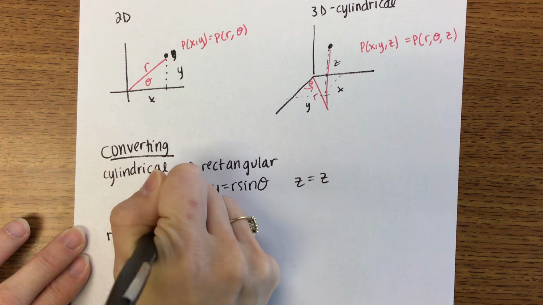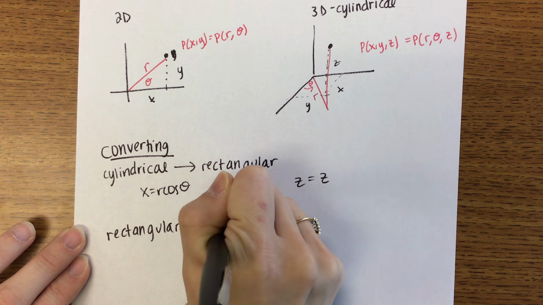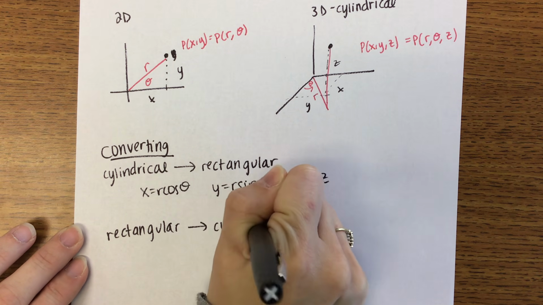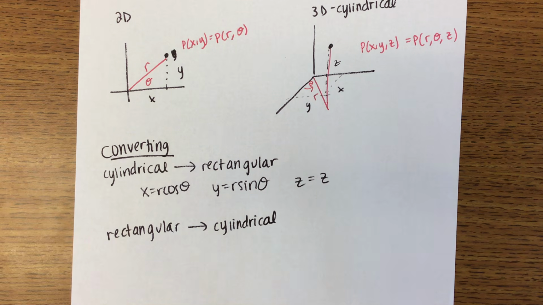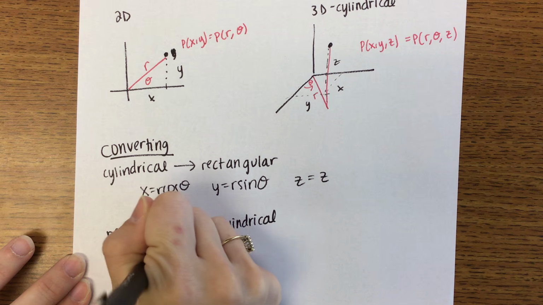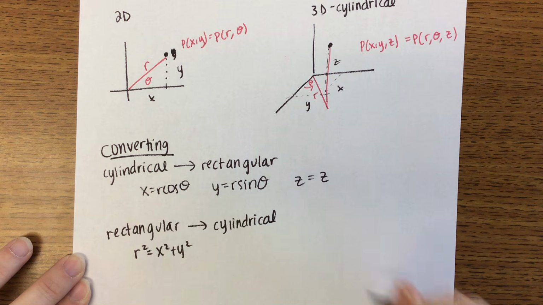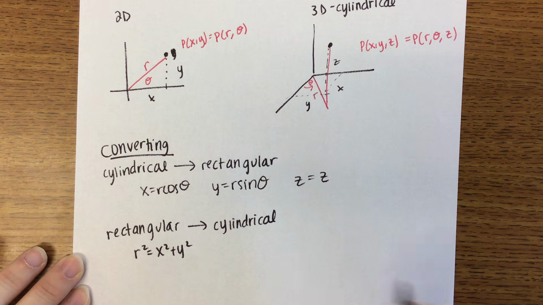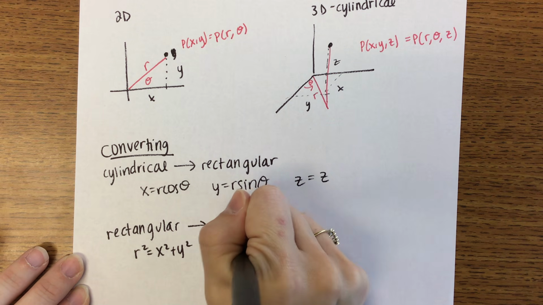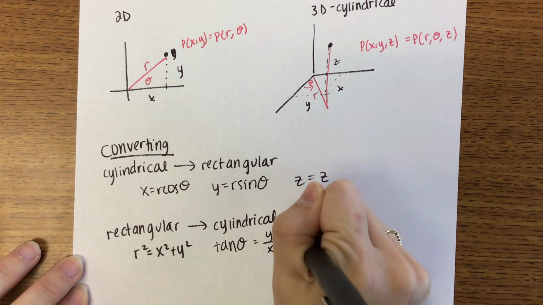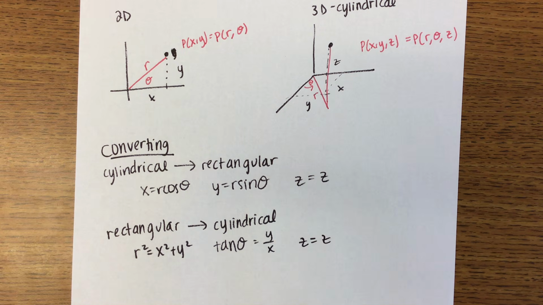You also have to be able to go the other way, from rectangular to cylindrical. So if you have x, y, z, how do you get that in terms of r, theta, z? We know r squared is equal to x squared plus y squared. Tangent of theta is y over x, and then again z is just equal to z.